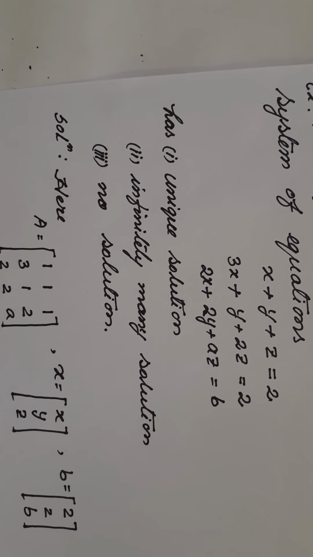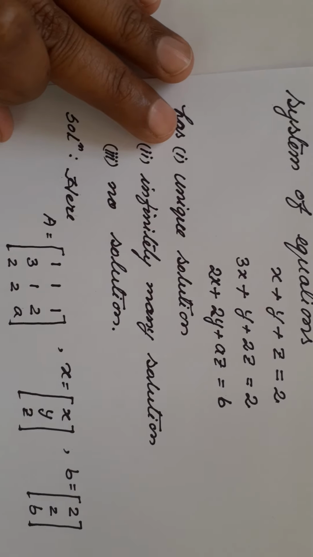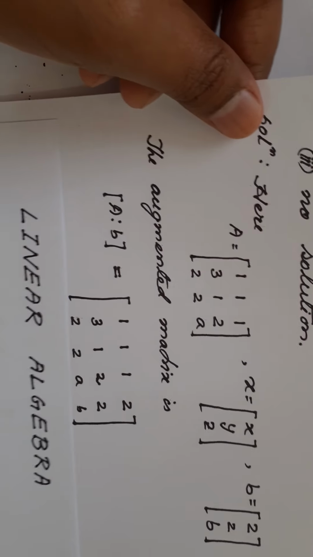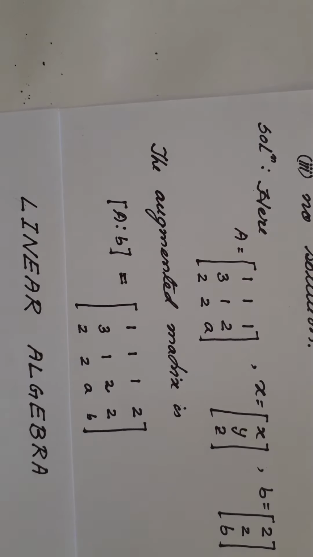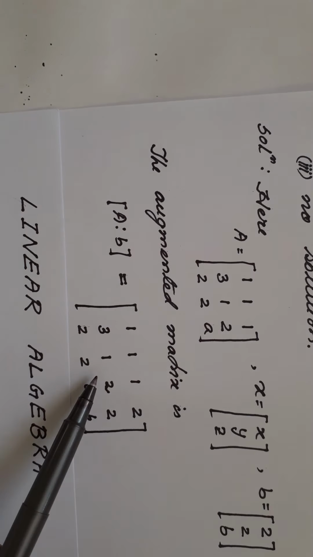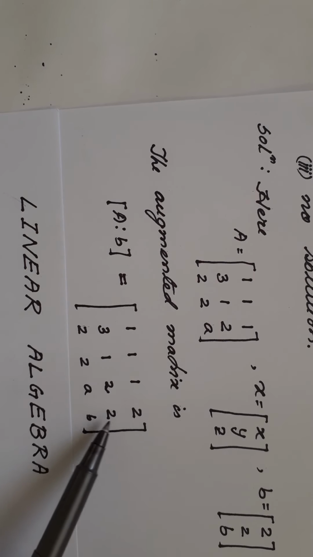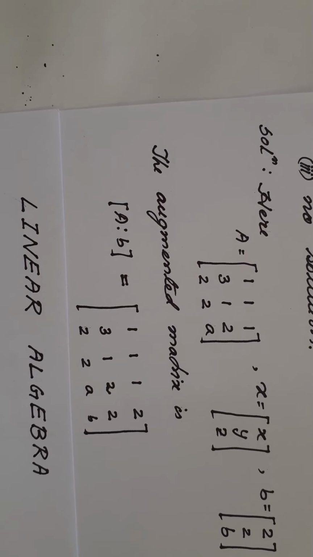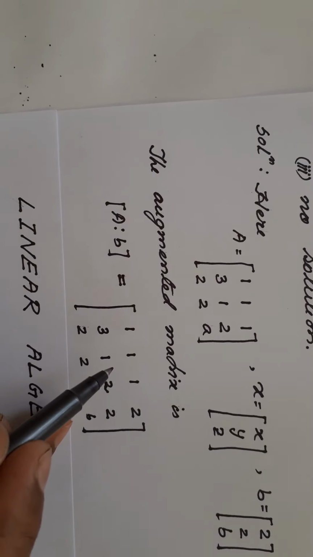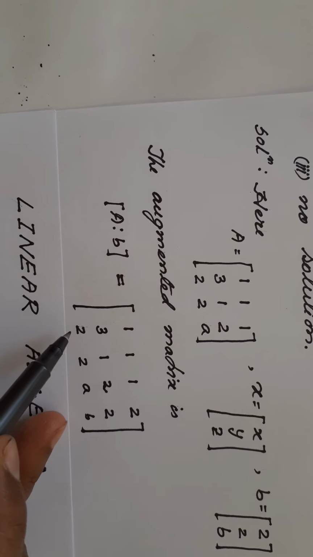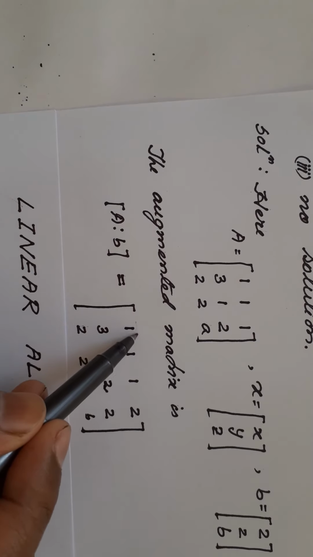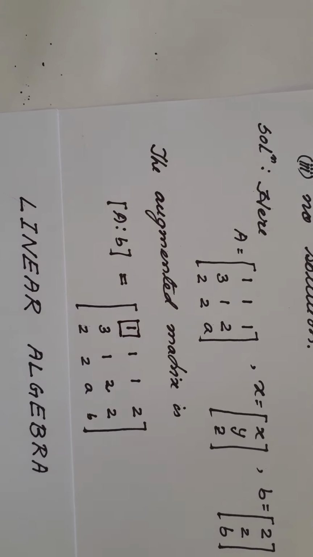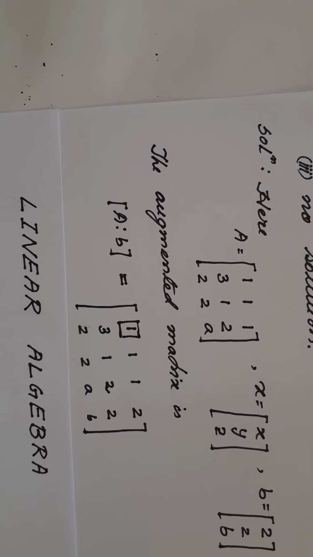So we start with the augmented matrix AB. The augmented matrix is A itself, and then B is augmented at the end of A. Here the first non-zero column is the first column itself and the topmost entry is non-zero. So this is my pivot entry.